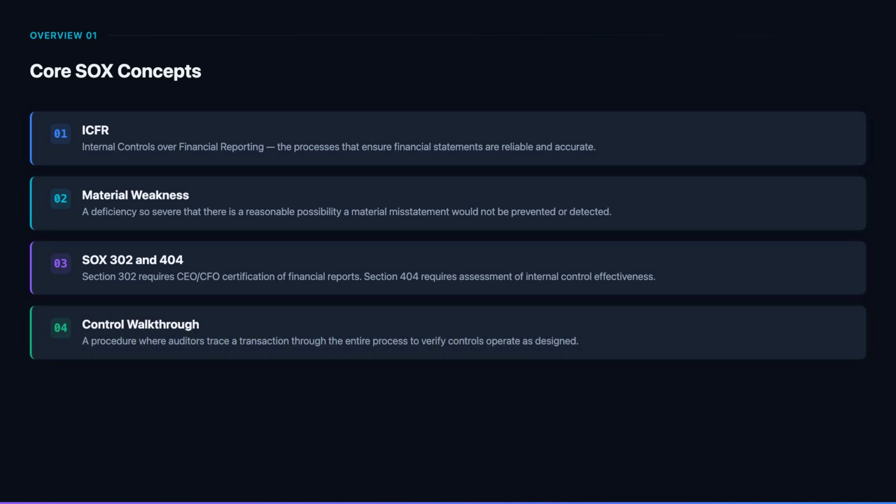A control walkthrough is where auditors trace a transaction from initiation through processing to recording in the financial statements. They verify that each control point operates as designed and documented. Walkthrough readiness is critical for a successful SOX audit.